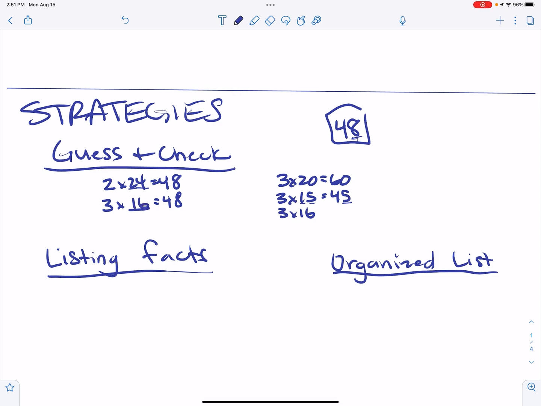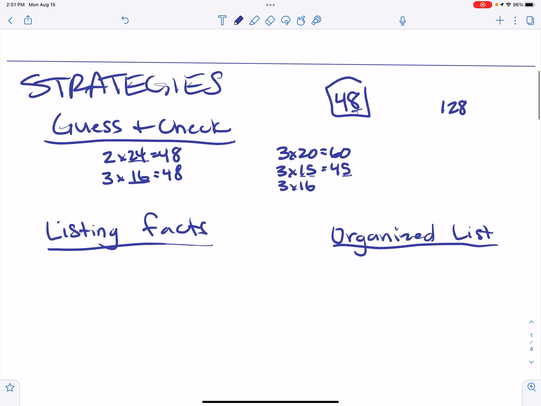Now, this isn't too big of a deal when your number is as small as 48, but let's say you're trying to figure out all the factors of 128. It's going to be much more difficult because there's a lot of options, lots of factors of 128. So we need to have a more efficient and a more thorough strategy. And so one way that you could do that is start off by just listing all the facts that you know, all the combinations of multiplication numbers that you could use to equal 48.